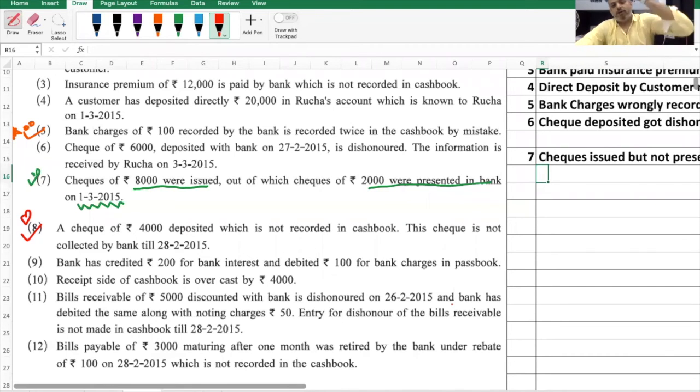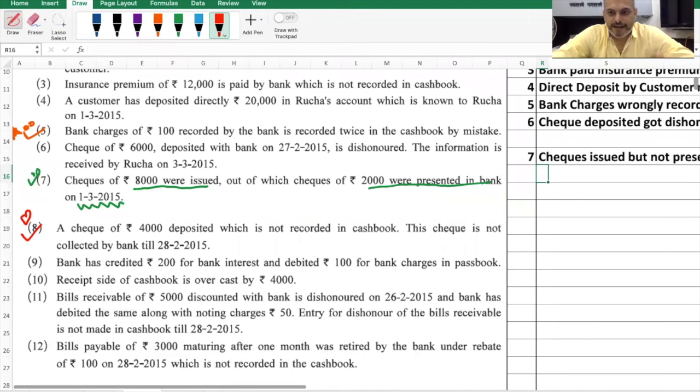The check is not collected by the bank till 28th February. So we have not recorded it in cash book and the check is not collected. So what will be the effect in BRS? Can you tell me?